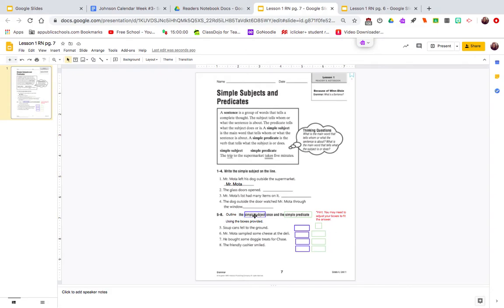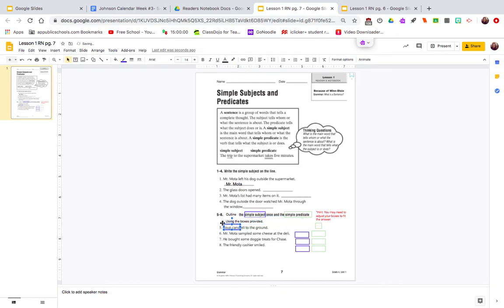And what's going to happen is it says outline the simple subject. We're going to use blue and the simple predicate in green. So let's look at the sentence here. Soup cans fell to the ground. Who or what is the sentence about? Soup cans fell to the ground. The sentence is about soup cans.